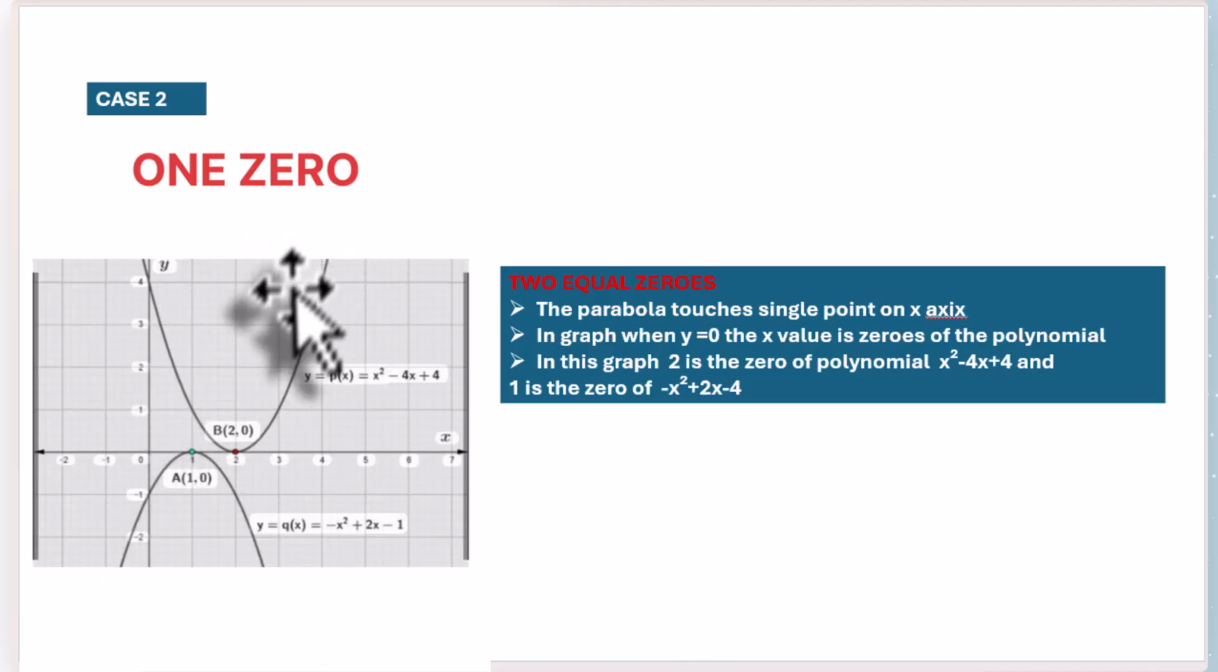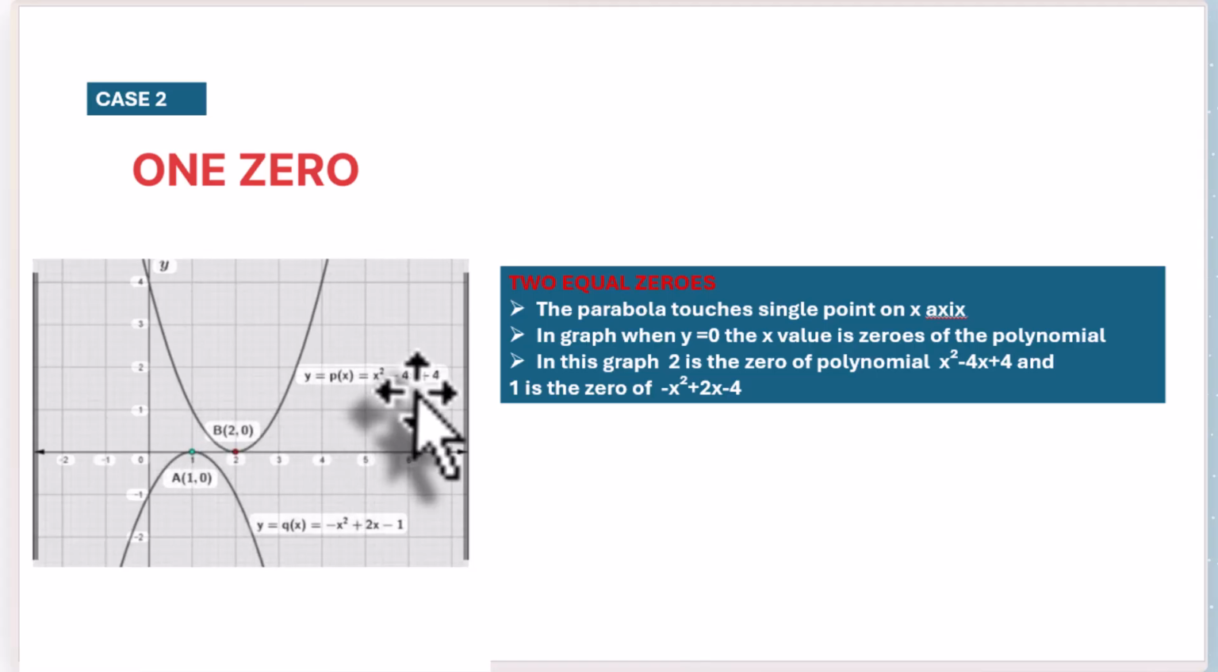Second case, one zero. One zero means the parabola touches a single point on the x-axis. In the graph, when y is equal to 0, the x value is the zero of the polynomial. Here, this is the graph of two polynomials. The zero of the polynomial x square minus 4x plus 4 is 2, because y is equal to 0 at 2, 0. Then the zero of the polynomial x square plus 2x minus 1 is 1.